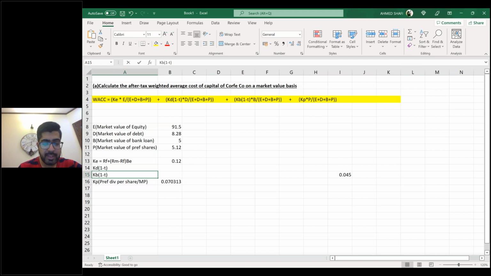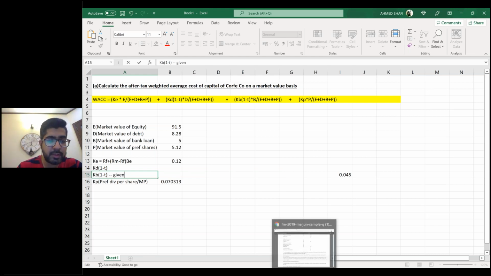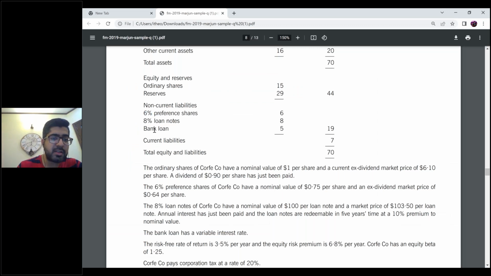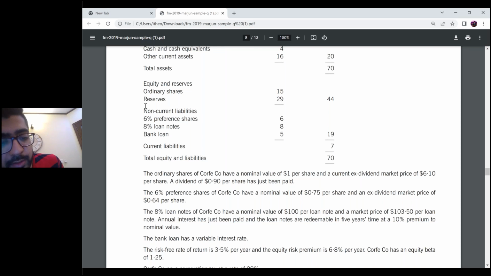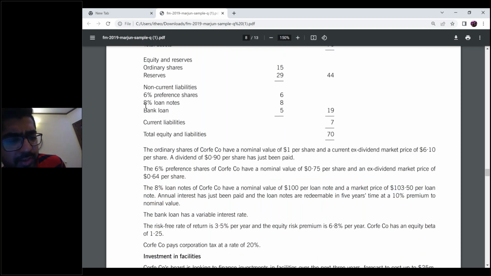Now I told you about KB, that it's usually given, and if it's not given, I will assume it's same as KD. If I go and search the question, there is no percentage mentioned for bank loan. It's just stating in the third last paragraph that the bank loan has a variable interest rate. So the bank loan percentage is not mentioned, so I will assume it's same as KD.